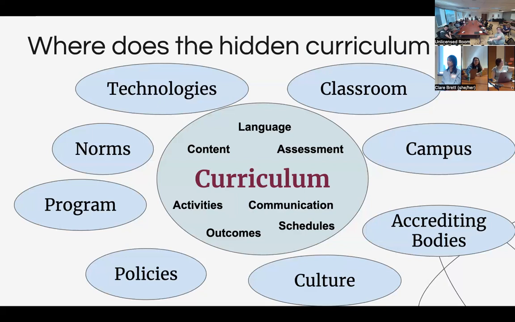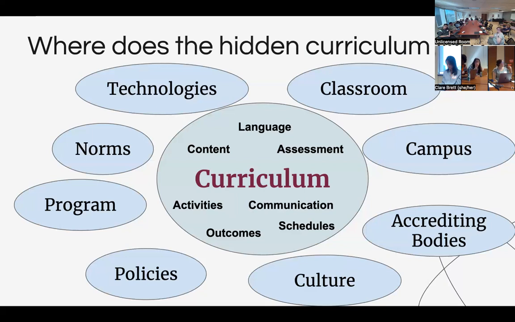So also our accrediting bodies. I've worked in a lot of professional programs where outside people come in and say, this is what you need to learn. This is what valuable learning is. The culture of the institution. So how do we set the tone? How do we set who belongs here and who doesn't? Who's present on campus?